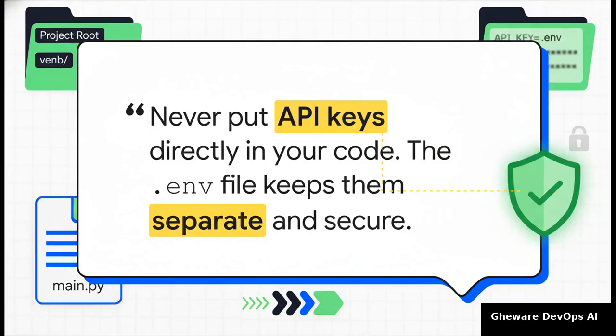Now, the reason we're doing all this is super important. We are keeping our secret key completely separate from our actual code. This is a huge deal because it means if you ever share your code with someone or post it online, you won't accidentally give away your private key. Using a .env file is just fundamental security.